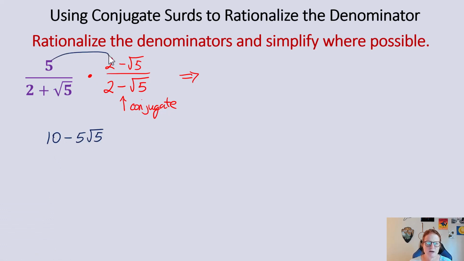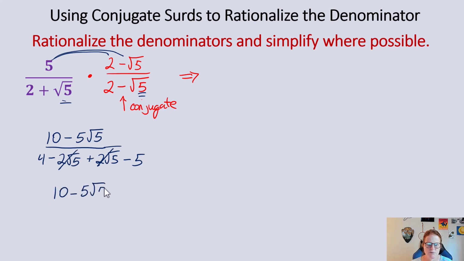Right? 5 times 2. 5 times negative square root of 5. Divided by 2 times 2 is 4. 2 times a negative square root of 5 minus 2 square root of 5. Square root of 5 times 2 is a positive 2 square root of 5. Square root of 5 times a negative square root of 5 is negative 5, right? This times this just gives me 5. Now I simplify it down. Negative, positive crosses out. I have 10 minus 5 square root of 5 divided by 4 minus 5 is negative 1.